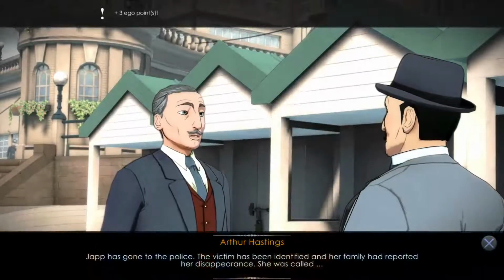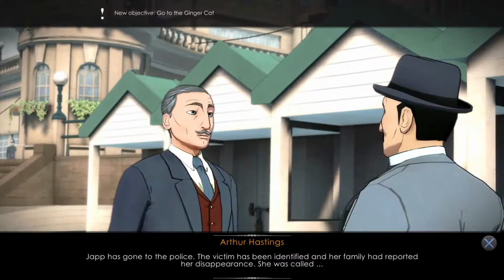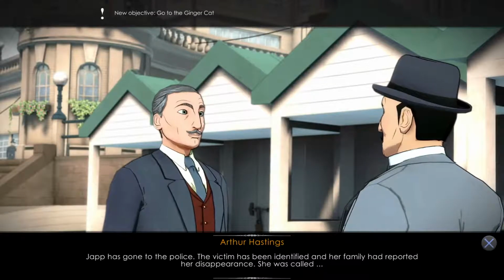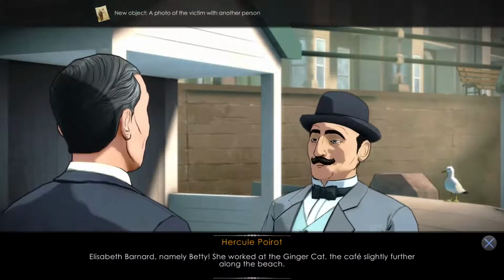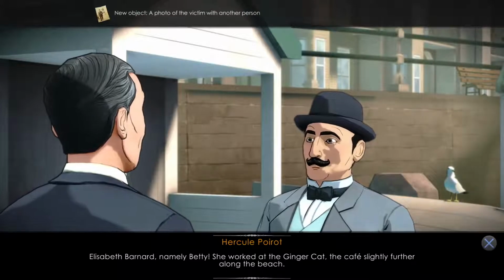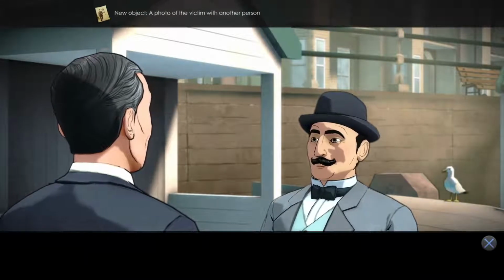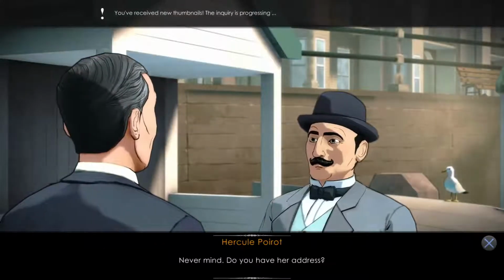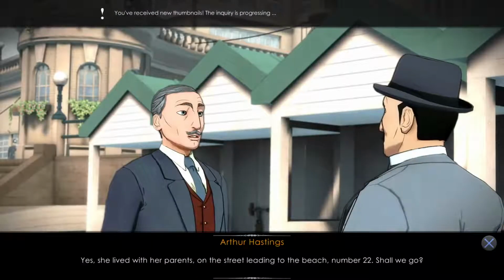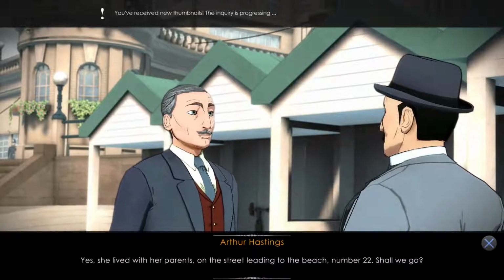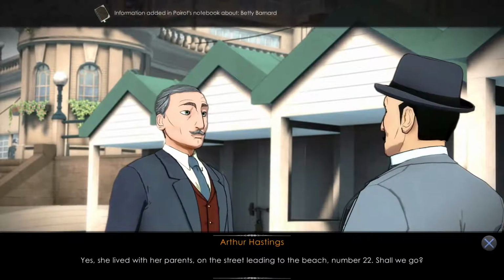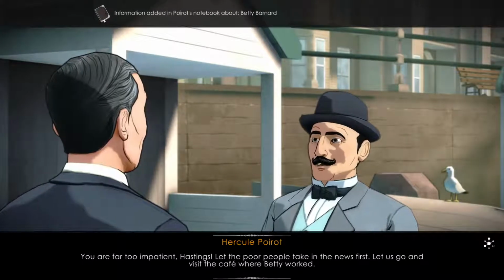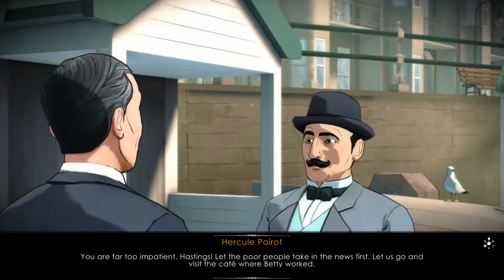Japp has gone to the police. The victim has been identified and her family had reported her disappearance. She was called Elizabeth Barnard, mainly Betty. She worked as a ginger cat at the cafe slightly further along the beach. But Poirot, how on earth? Never mind. Do you have her address? Yes, she lived with her parents on the street leading to the beach, number 22. Shall we go? You are far too impatient, Hastings. Let the poor people take in the news first. Let us go and visit the cafe where Betty worked.